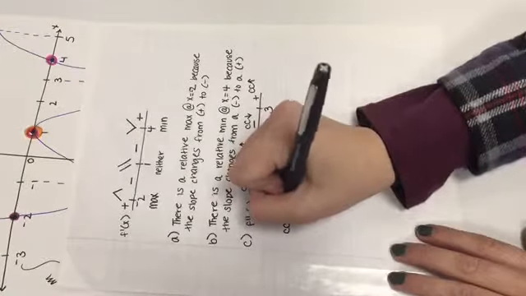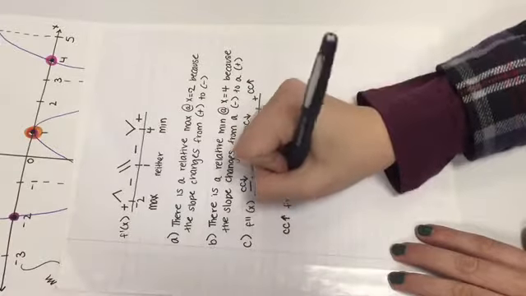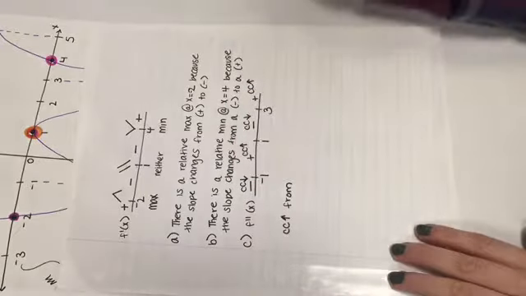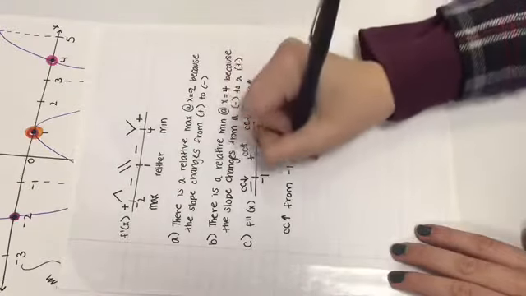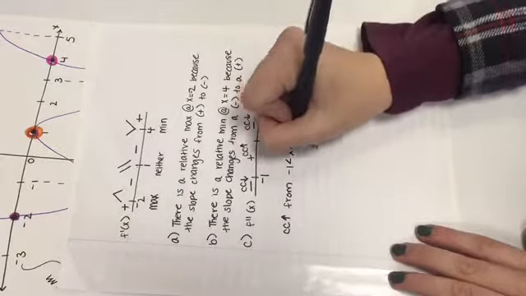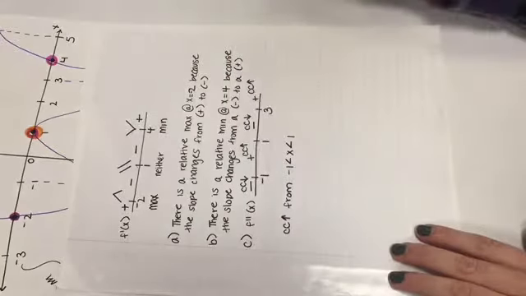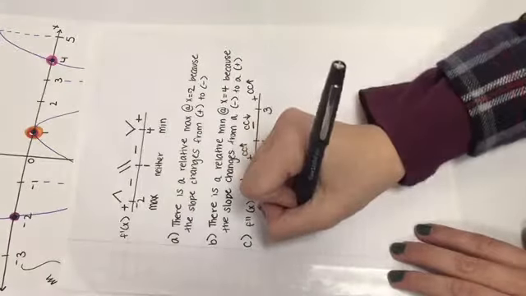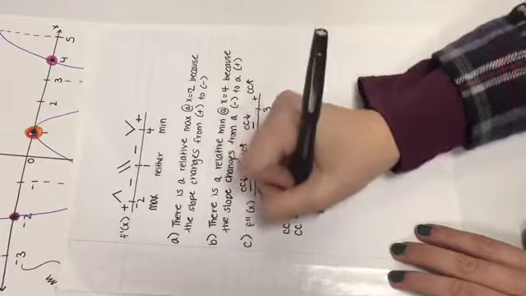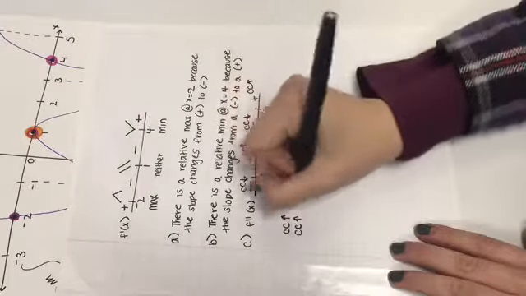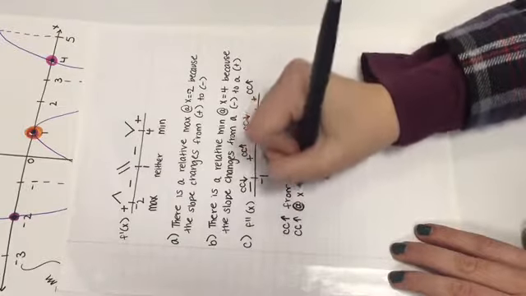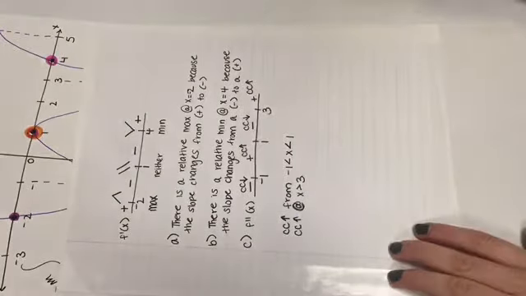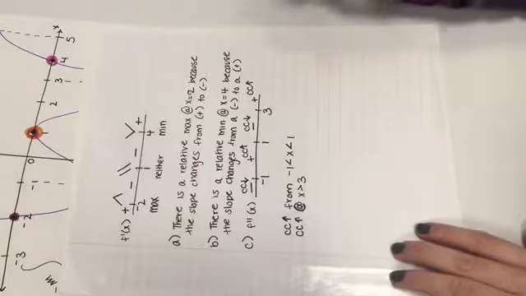So now to answer C, we note that it is concave upwards at -1 is less than x, which is less than 1, as well as x is greater than 3, because the slope is positive.